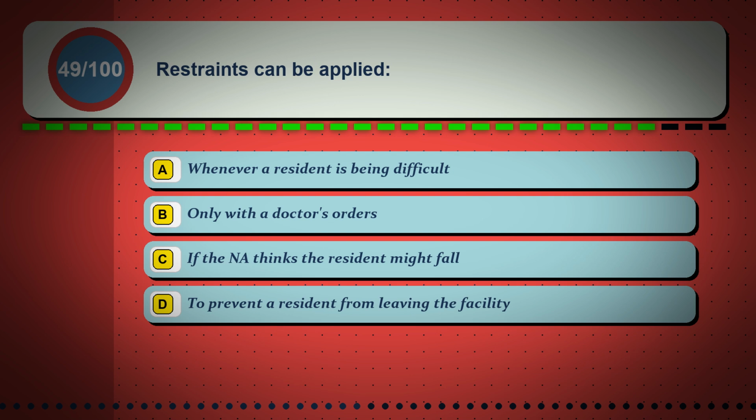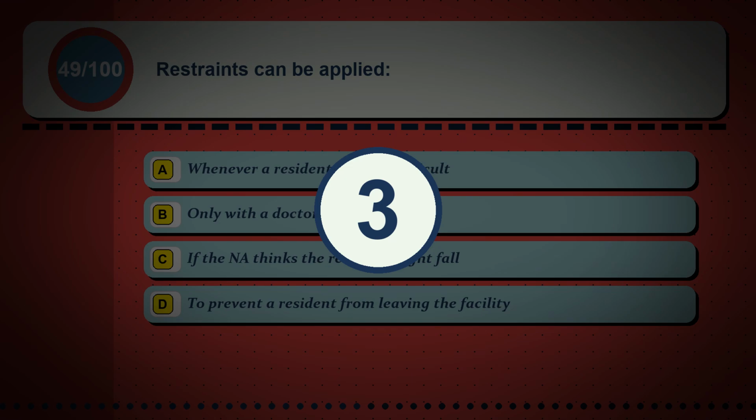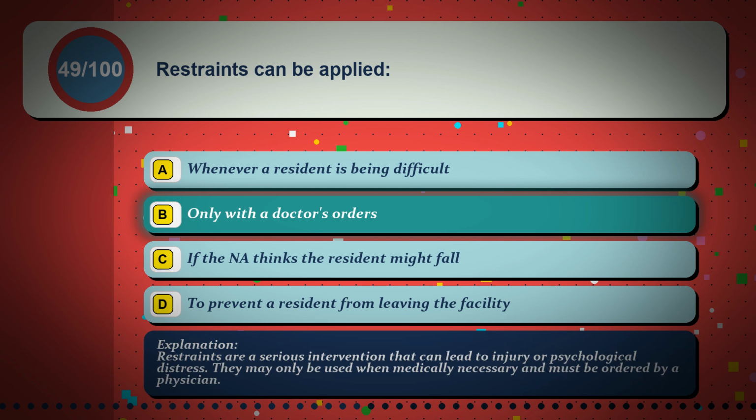Question 49. Restraints can be applied: option A, whenever a resident is being difficult. Option B, only with a doctor's orders. Option C, if the NA thinks the resident might fall. Option D, to prevent a resident from leaving the facility. The correct answer is option B, only with a doctor's orders. Restraints are a serious intervention that can lead to injury or psychological distress. They may only be used when medically necessary and must be ordered by a physician.